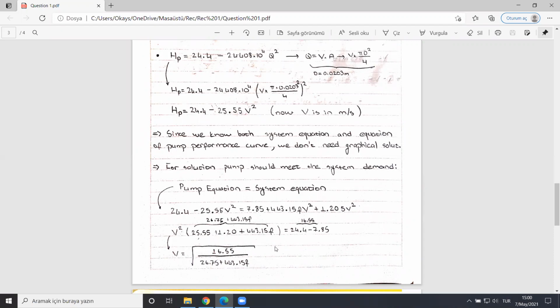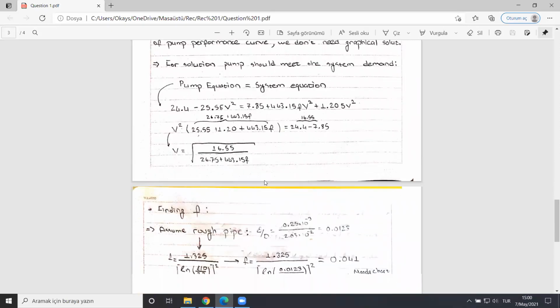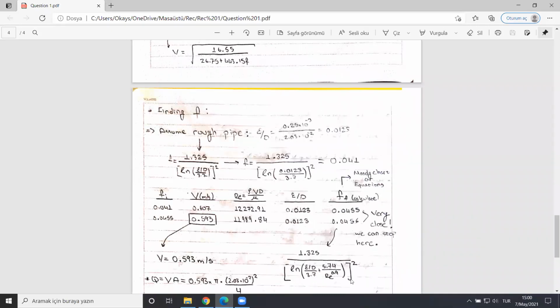So what do we need to do? As I explained, this is a type 2 problem, so we will assume completely rough flow. You know, our full equation is this one, but when we assume rough flow, we just cancel this one and we end up with this one.